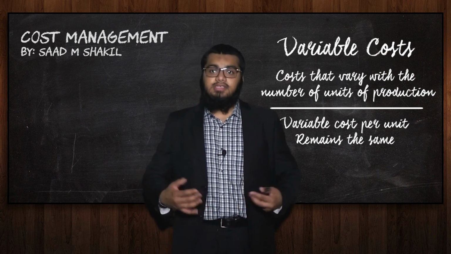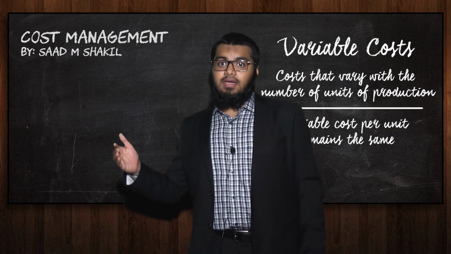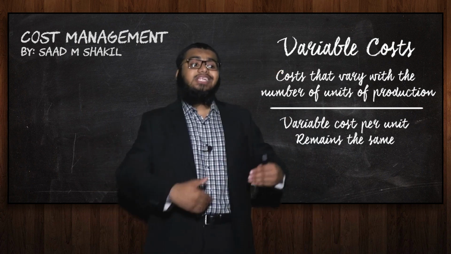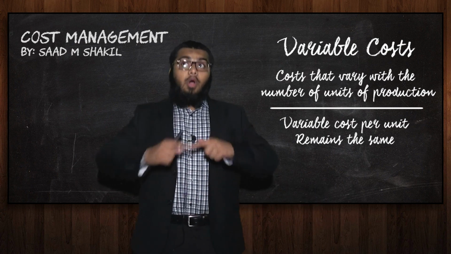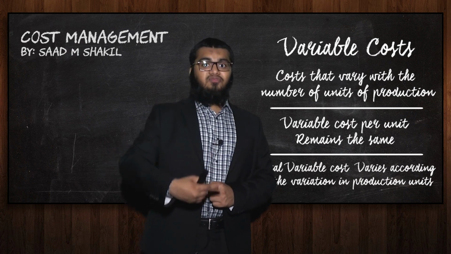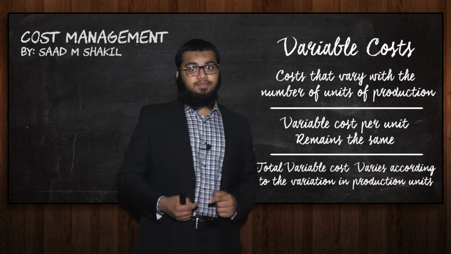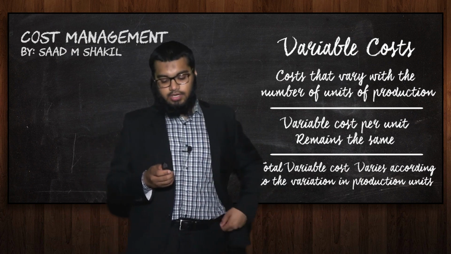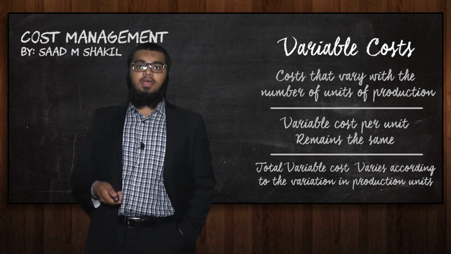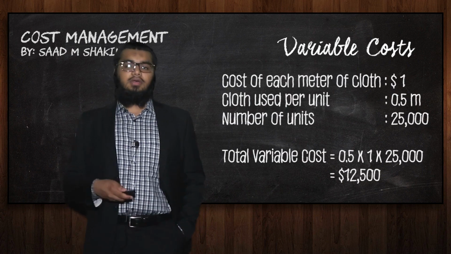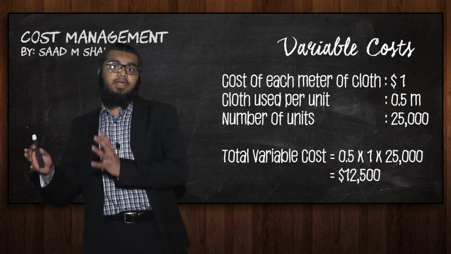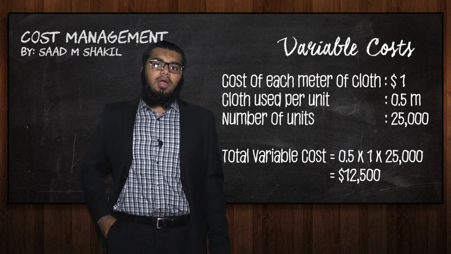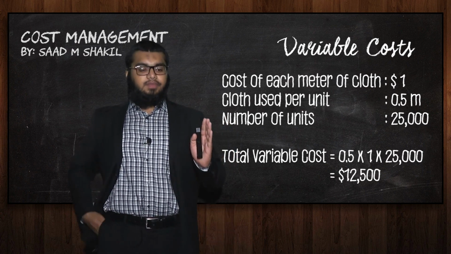If you're going to produce clothes or a shirt, and you're going to use a specific length of cloth, this cost of the cloth is going to remain constant for each unit that you're going to produce. And the total cost would vary according to the variation in the production. So the total variable cost is going to vary according to the variation in the production units. We have a calculation of variable cost here. The cost of each meter of cloth is $1. And the cloth which is used per unit is 0.5 meter, that's half a meter. And the number of units you're producing is 25,000. What would be the total variable cost?